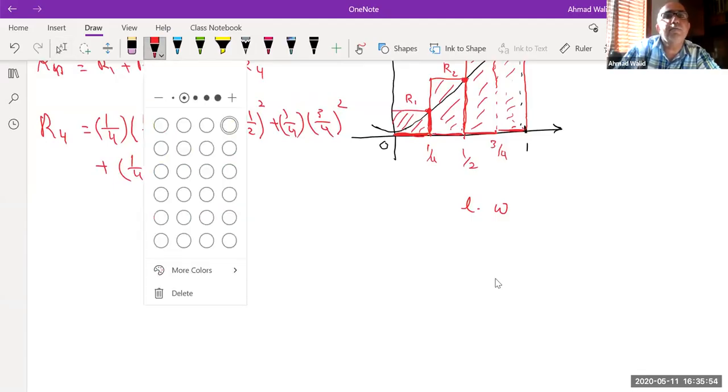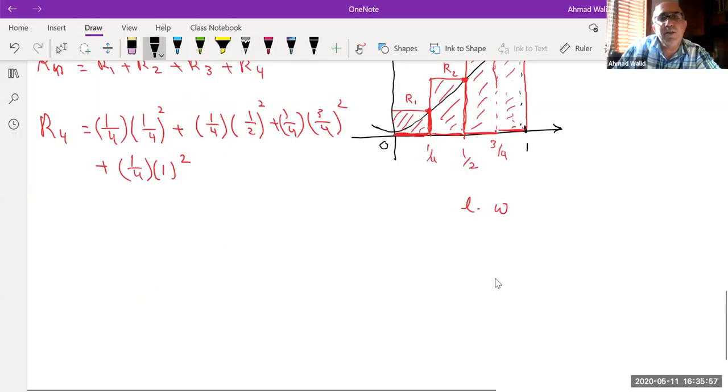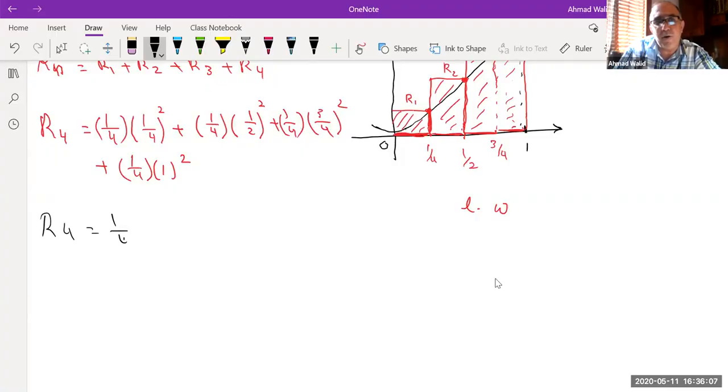Now let's calculate. It's really easy to calculate. You see here I have 1/4, here I have 1/4, here I have 1/4, here I have 1/4. I can make my job easier. Then I can say R4 equals 1/4 times, simplify the rest. 1/4 squared gives you 1/16 plus 1/2 squared gives you 1/4 plus 3/4 squared gives you 9/16 plus 1 squared gives you 1. Let's add these four numbers.